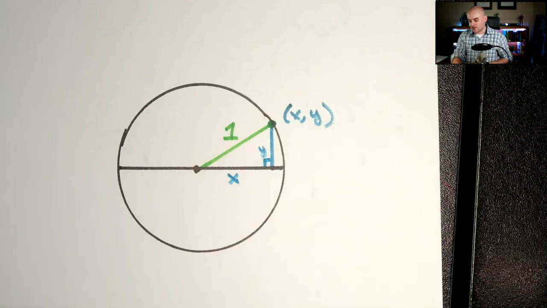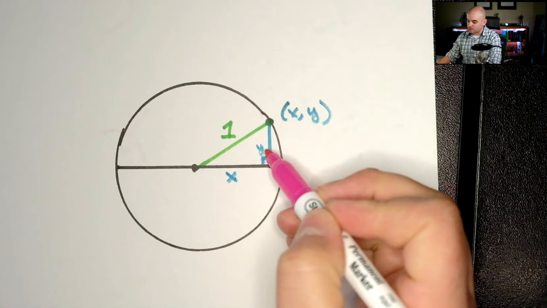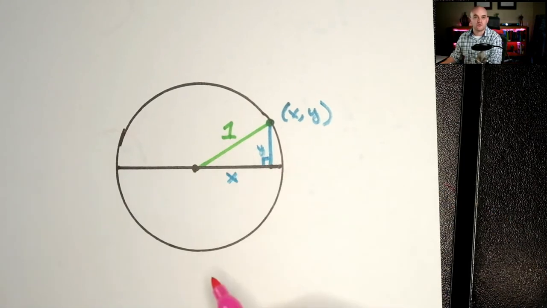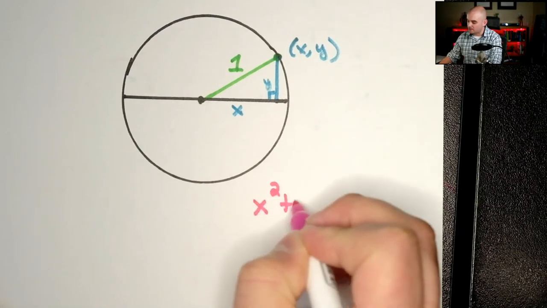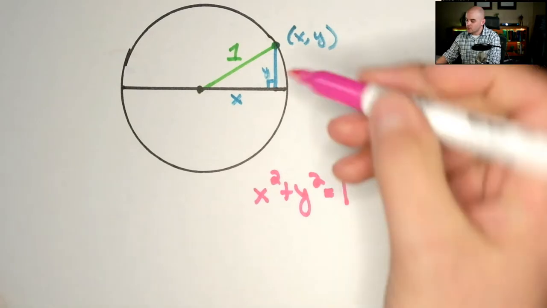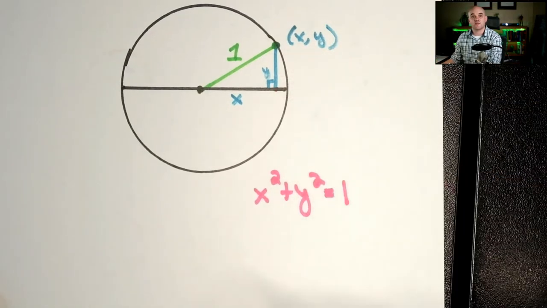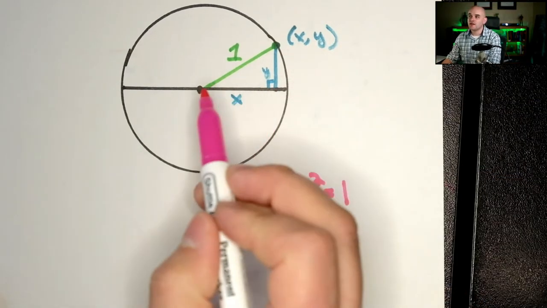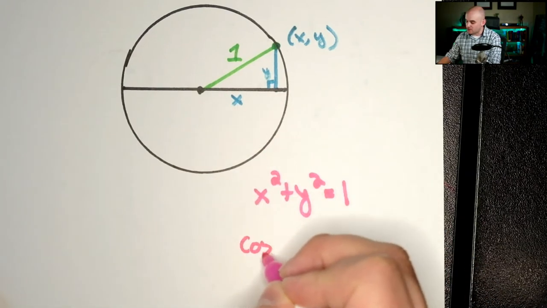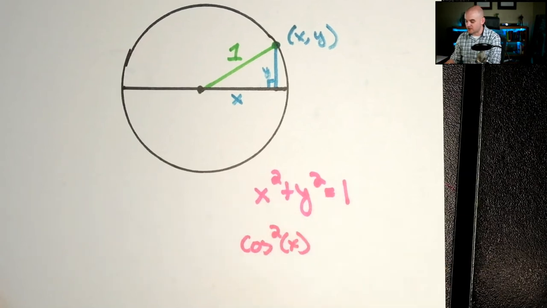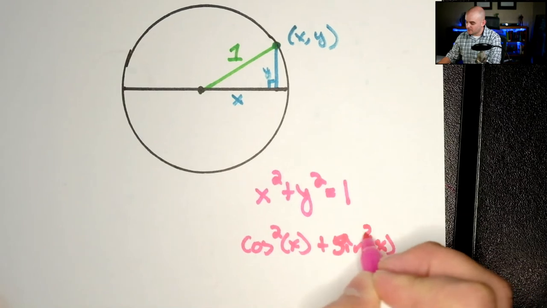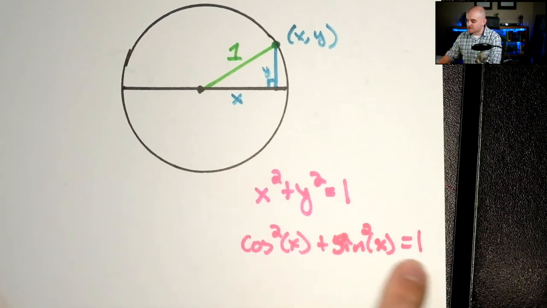Well, based on Pythagorean theorem, we can say that this side squared plus this side squared equals this side right here squared. Or in other words, x squared plus y squared equals 1 squared. Let's write that down. Now, if you've watched my other videos on the unit circle, we know that the y value is the same thing as our sine value in the unit circle, and the x value is the same thing as our cosine value. So another way to write this is the cosine squared, because that's the same thing as our x value, plus the sine squared is equal to 1. So cosine squared plus sine squared equals 1.